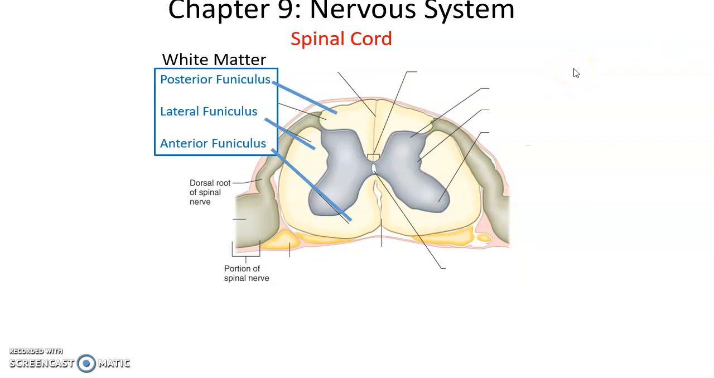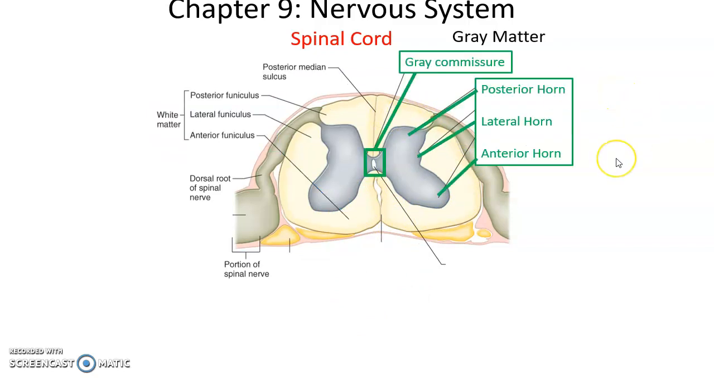You also can break the white matter up into smaller chunks. You have the posterior funiculus in the back, the lateral funiculus on the side, and the anterior funiculus toward the front. Anterior funiculus, lateral funiculus, posterior funiculus. And then you can break the gray matter up into pieces. You've got the posterior horn toward the back, lateral horn to the side, anterior horn toward the front. And then that gray mass of tissue connecting the right and left sides is the gray commissure. So the central canal is within the gray commissure. And then, of course, on the other side, posterior horn, lateral horn, anterior horn.